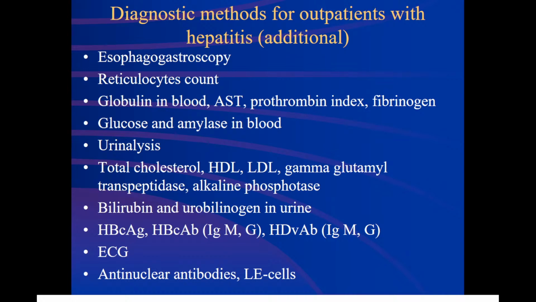ECG can be done as an additional method because liver disease leads to intoxication. Even fatty liver disease is a risk factor for heart problems, and heart problems may be characterized by development of ischemia and arrhythmia. Antinuclear antibodies and LE cells if you suspect autoimmune hepatitis. In this case, you have to do these antibodies. Now, a more broad spectrum of antibodies can be used for diagnosis of different autoimmune disorders in patients with liver disease.